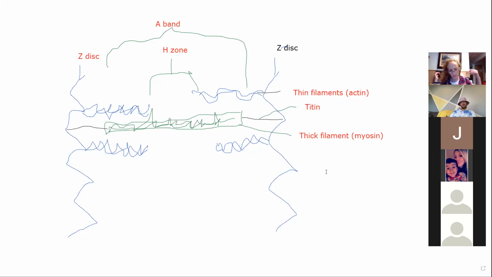Do me a favor, before next week, memorize this structure, because we're going to talk about how each of these demarcations, like the H zone, the A band, and the next one that we're going to talk about, the I band, how they change upon muscle contraction.